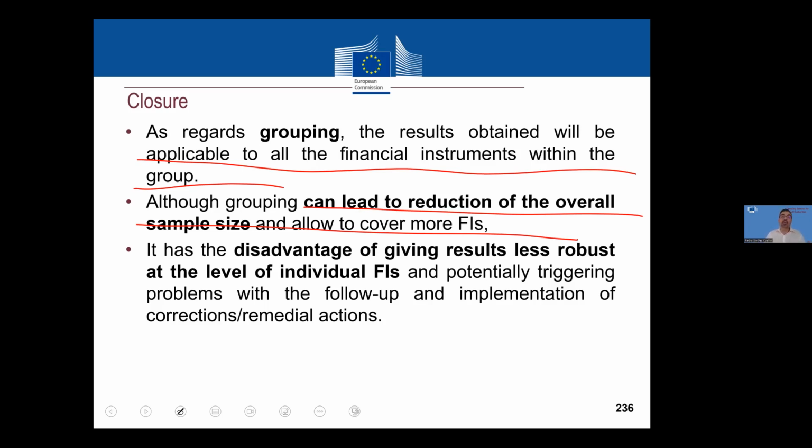What is the disadvantage of grouping, like for the main expenditure? The disadvantage of grouping is that the results are to some extent less robust at the level of the individual financial instruments, because very typically the results will not be representative by financial instrument. You can only produce a figure in terms of error for the group of the financial instruments, but not for each financial instrument individually. And of course, this may create some difficulties if you need to implement some corrections or remedial actions.